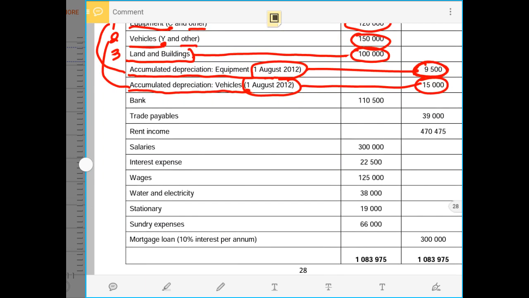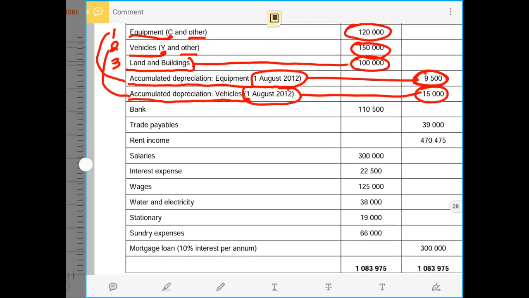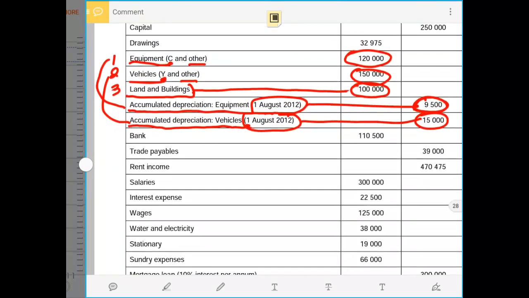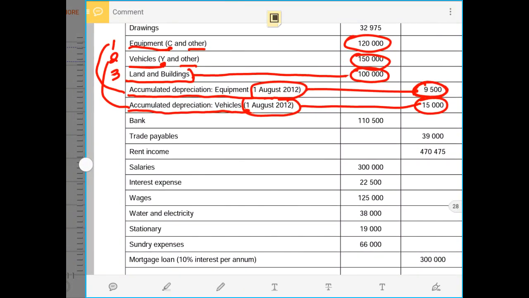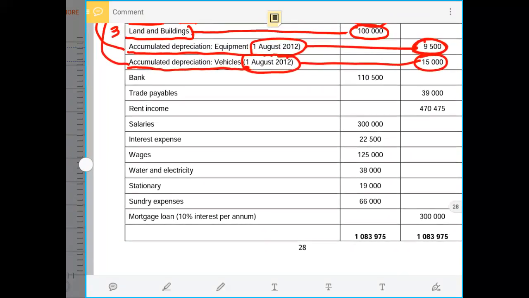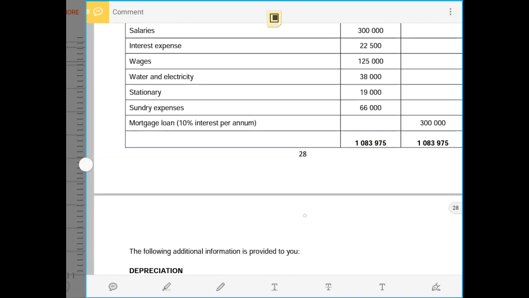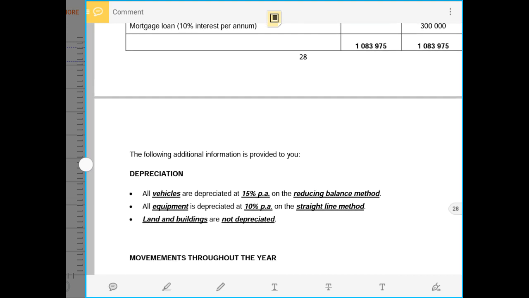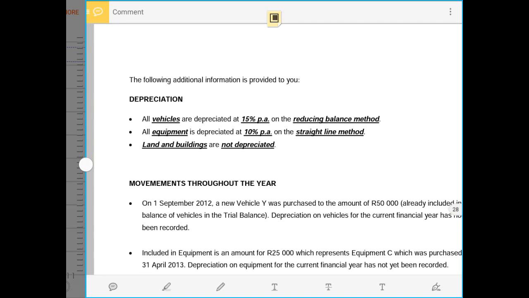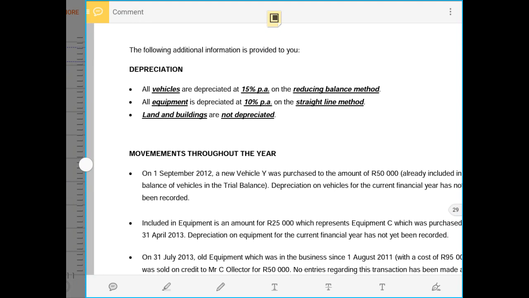So now I'll skip all the other items in the trial balance, as they are not as important as the three assets and the accumulated depreciation that I have identified for the two assets, equipment and vehicles. Now let us scroll to the information below the trial balance in this exercise.